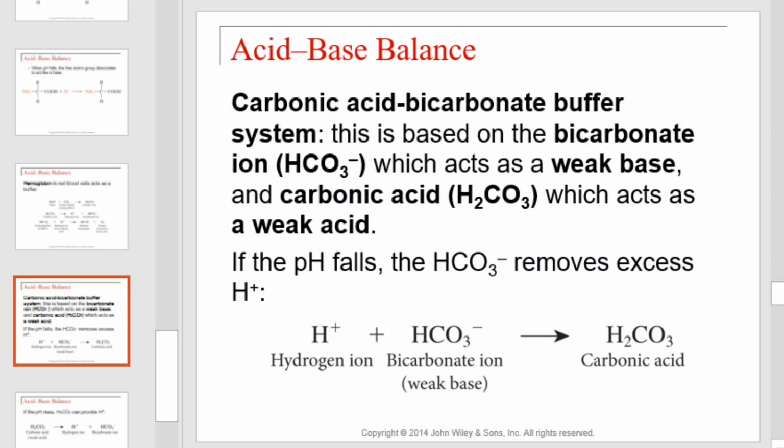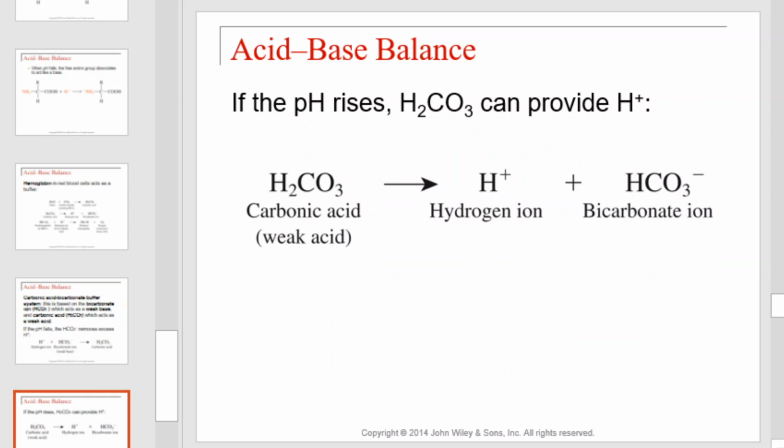If the pH falls, the bicarbonate, or HCO3, can remove excess hydrogen ion as illustrated here. If the pH rises, the carbonic acid, or H2CO3, can provide hydrogen ions.